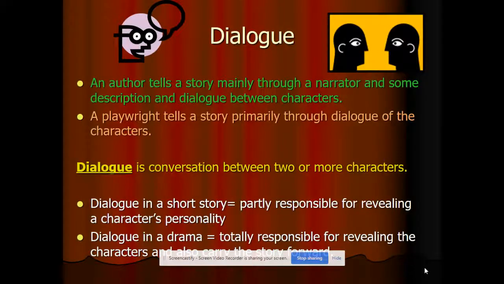An author will tell a story mainly through a narrator and some description and dialogue between characters, but a playwright tells a story primarily through the dialogue of the characters. Dialogue is just a conversation between two or more characters. And dialogue is super important because that's mainly what a play is completely written in. It's responsible for revealing the characters and carrying the story forward. Dialogue normally is in quotation marks, but not so in a play. In a play, it looks very different.